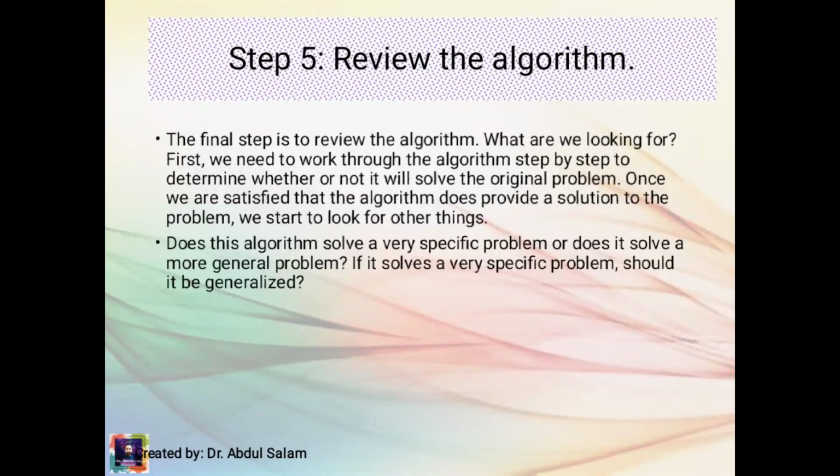The last step, step 5, is to review the algorithm. What are we looking for? First, we need to work through the algorithm step by step to determine whether or not it will solve the original problem. Once we are satisfied that the algorithm does provide a solution to the problem, we start to look for other things. Other things include, does this algorithm solve a very specific problem or does it solve a more general problem? If it solves a very specific problem, should it be generalized?